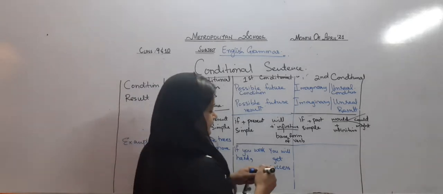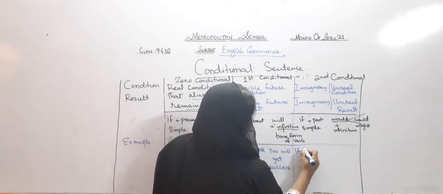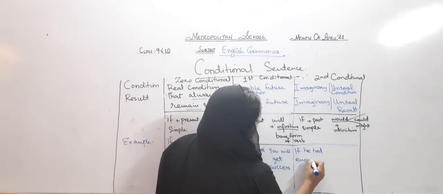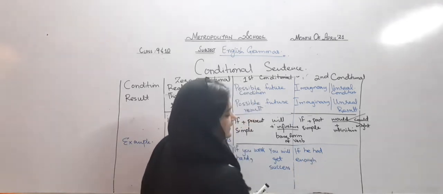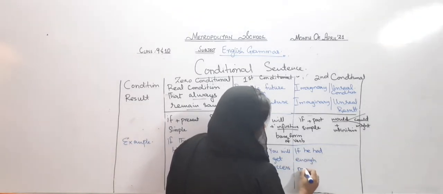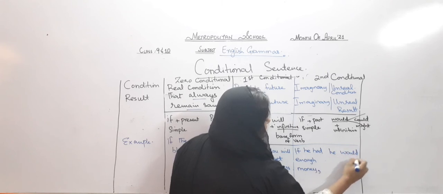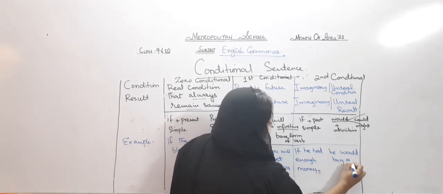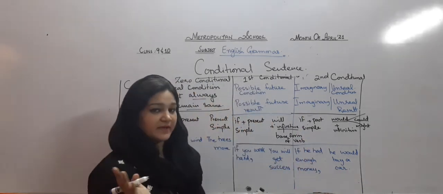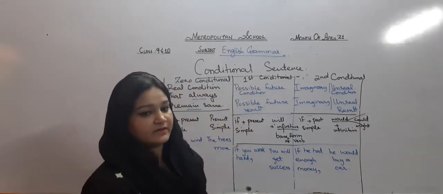Now come to the example. If he had enough money, I am using here the second form of have, which is had. If he had enough money, comma, he would buy a car. So this is an imaginary condition. If he had enough money, he would buy a car. This is all about an imaginary, unreal condition.